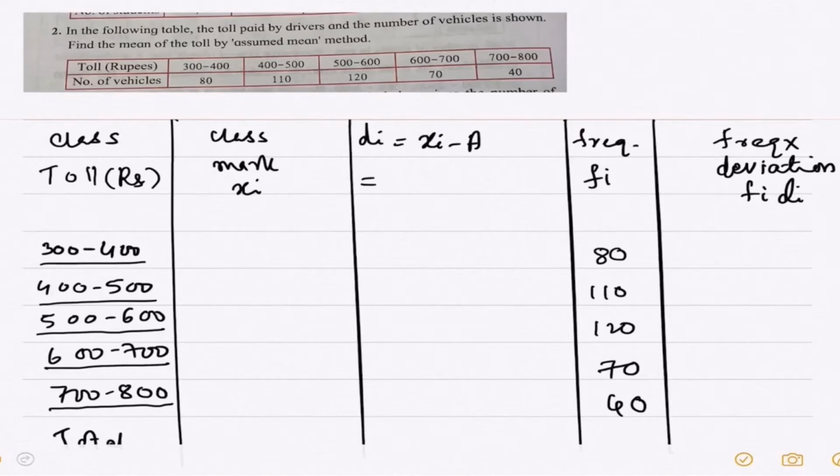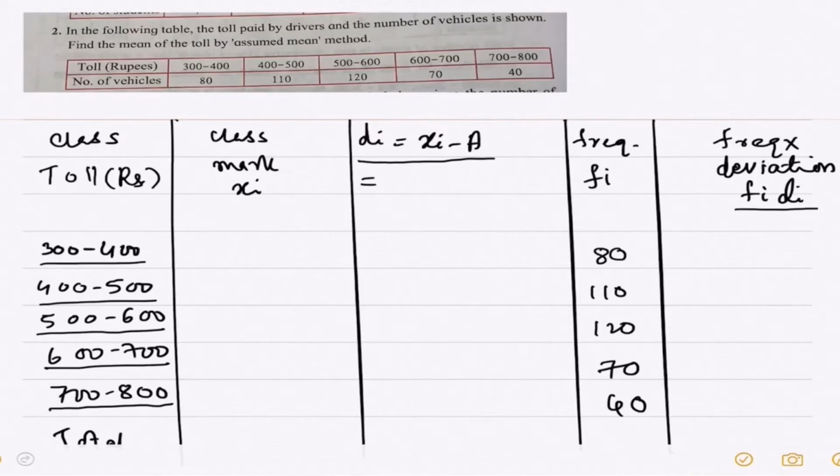First column for class, second for class mark, third column is for deviation di, which we will calculate as xi minus A. I will tell you how to select the value for capital A. Next column is for frequency fi, and the last column is for fi into di, frequency into deviation.